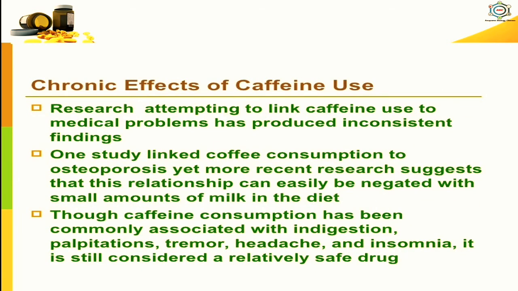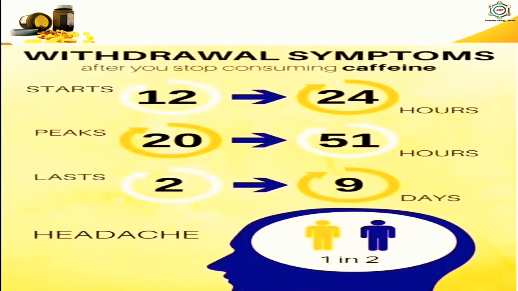Now, chronic effects of caffeine use. Research attempting to link caffeine use to medical problems has produced inconsistent findings. One study linked coffee consumption to osteoporosis, yet more recent research suggests that this relationship can easily be negated with small amounts of milk in the diet. Though caffeine consumption has been commonly associated with indigestion, palpitations, tremor, headache, and insomnia, it is still considered a relatively safe drug. So, these are the chronic effects of caffeine use.